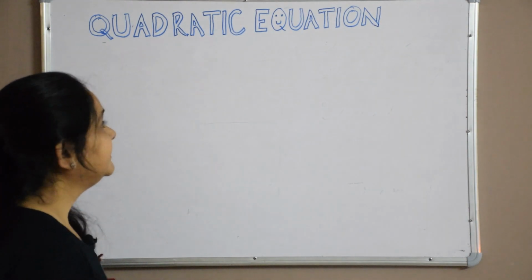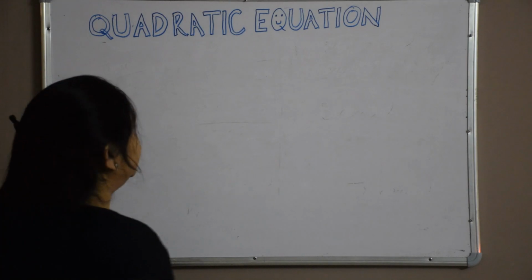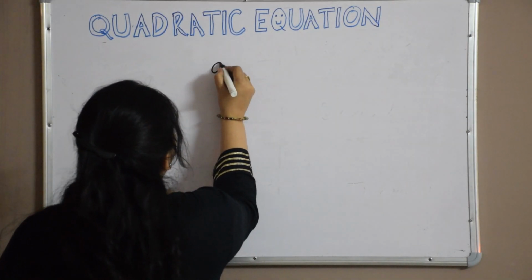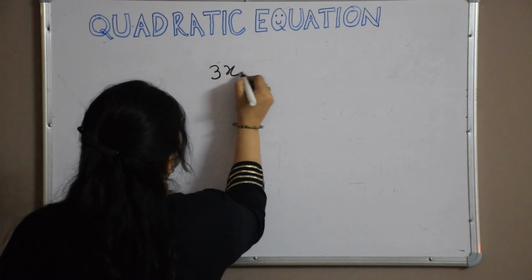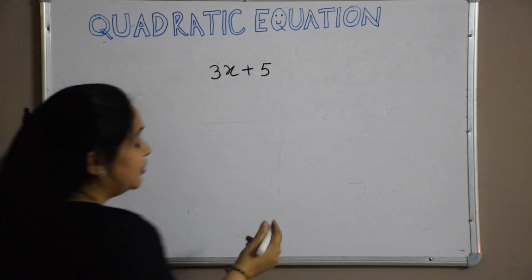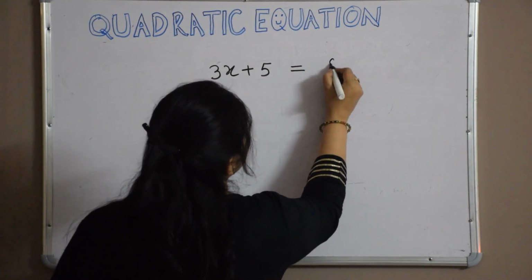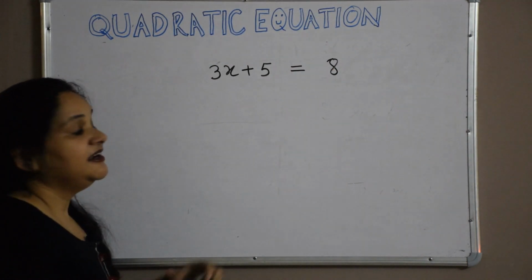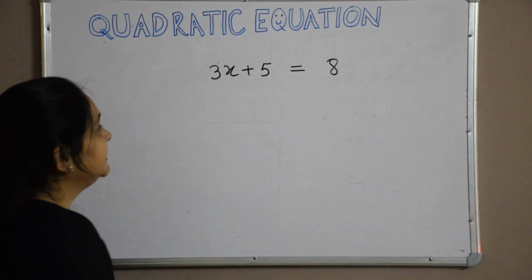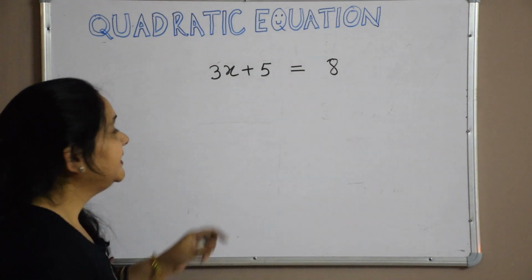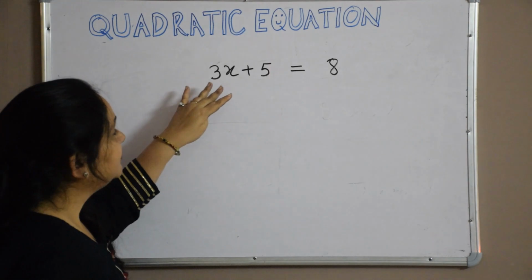Now we connect this polynomial with an equation. What is the relation between these two things? Suppose I am taking a polynomial 3x plus 5, it is a linear polynomial. If I am equating this polynomial equal to some number, then it becomes an equation. Again, see, whenever I am equating a polynomial with some number, then it becomes an equation.